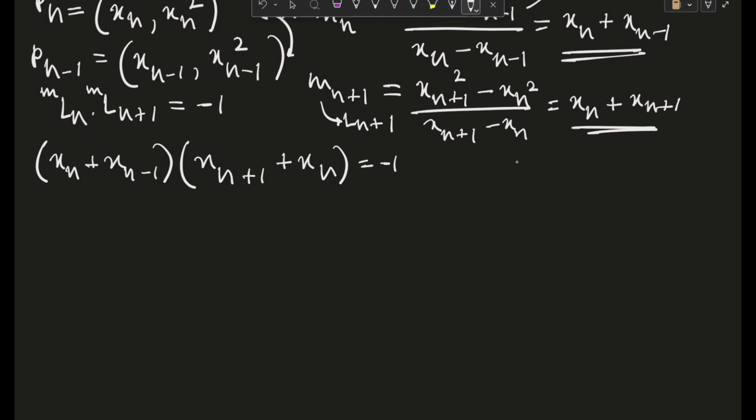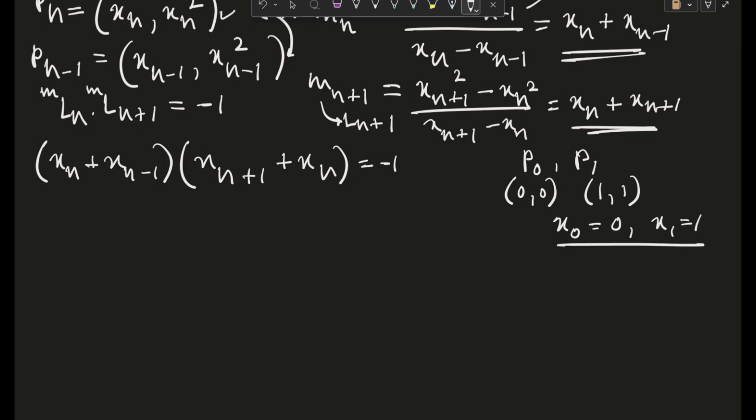So what we actually know is our P0 and P1. This is 0 comma 0 and this is 1 comma 1. So basically x0 is equal to 0 and x1 is equal to 1. I have taken a general point Pn, which is xn comma xn square. So we can put these values and find it out. Let's try to find a few x's like x2, x3, x4 and so on, and then we can check whether there is some particular type of sequence coming.